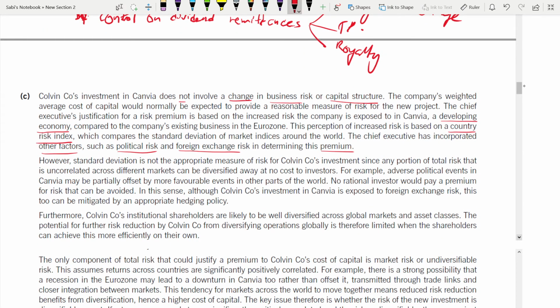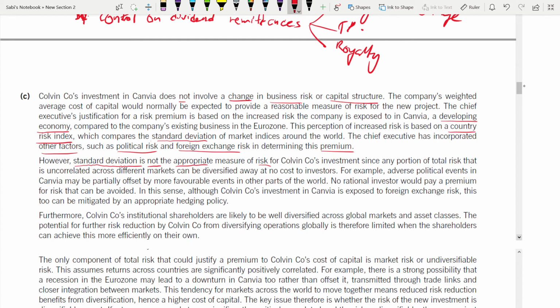However, standard deviation is not the appropriate measure of risk for Colvin's investment, since any proportion of total risk that is uncorrelated across different markets may be diversified away at no cost to investors. So they are saying standard deviation is not appropriate. Reason is given, read it. It's not an appropriate measure of risk because they told that the country risk index compares the standard deviation. So they are saying now it's not appropriate.